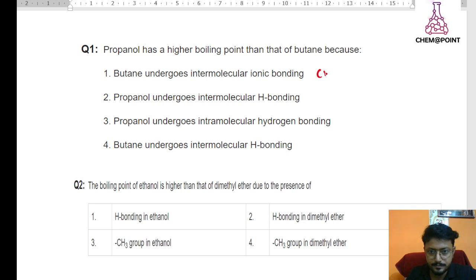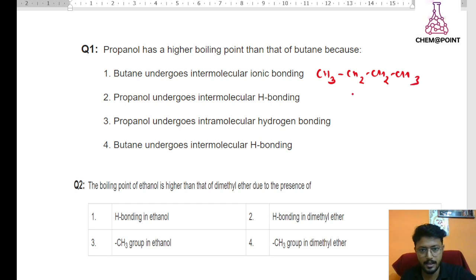That means CH3, CH2, CH2, CH3. It is butane. Intermolecular ionic bonding? No, it's not ionic bonds. So the first option is wrong. Now move to the second option.